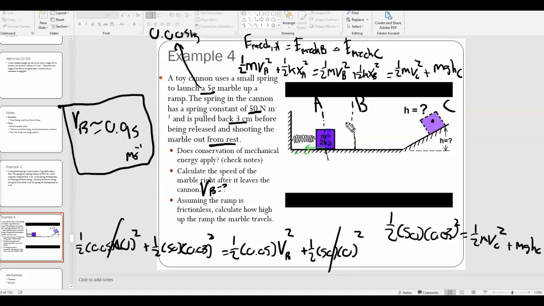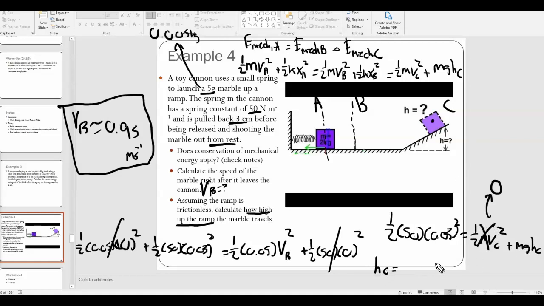But look, it's going to go up the ramp and eventually it's going to stop. And so if we want to know how high up the ramp it travels, at some point it's going to stop, and that's the height that we care about. But if it stops, that means the kinetic energy is going to be 0. And so if this is 0, that whole term goes away, and all we have to do is find hc.